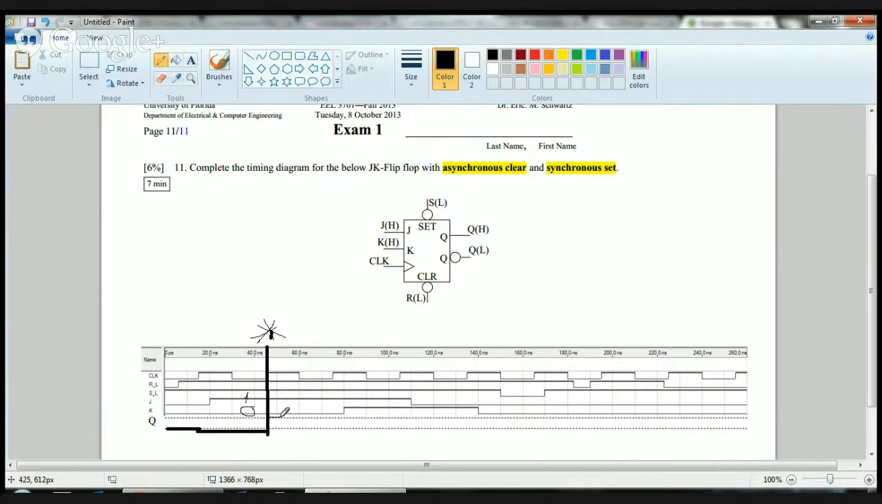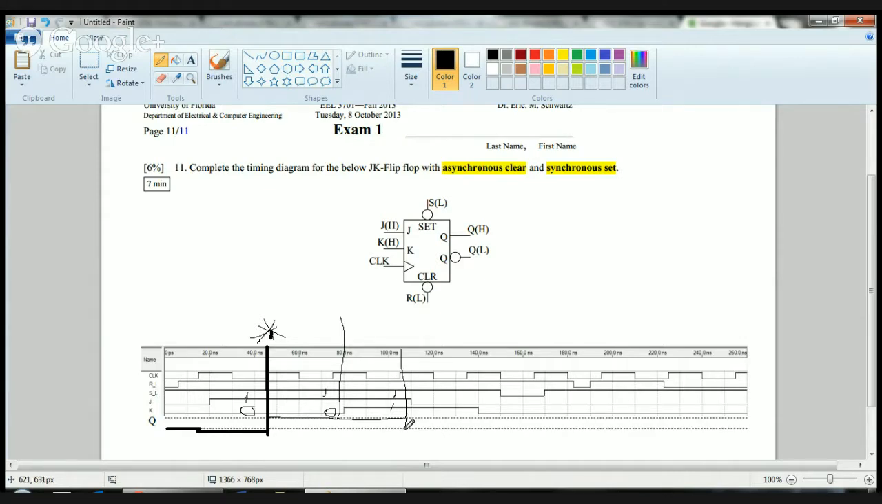So you keep going until the next rising edge, and the next rising edge is right here, a little bit to the left. Here we have again J1 and K0, and set and reset don't change anything, so it still sets it to 1, and we keep going until the next rising edge, which is right here. Now J is 1 and K is 1. It toggles, so it's going to go from 1 to 0.